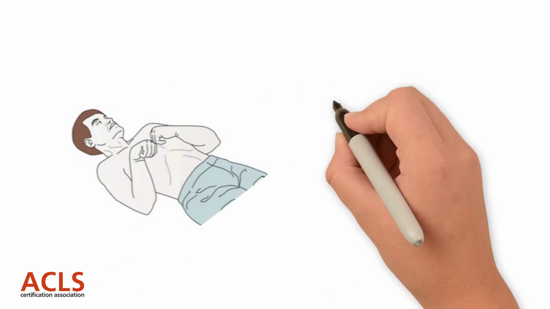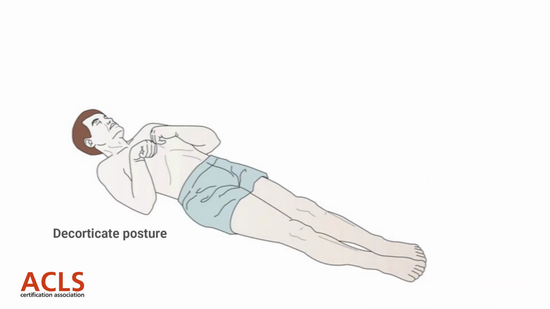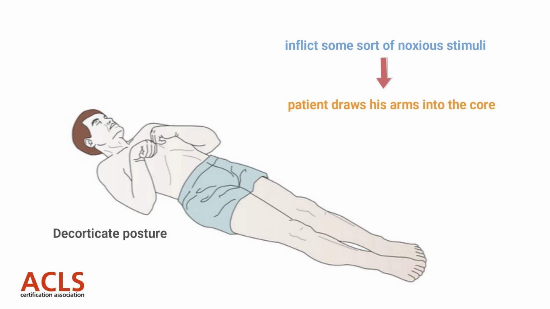Then next we get into our posturing. You're going to see two different types of posturing depending on your patient's neurostatus. The first level is called decorticate posturing. This is when you go in and inflict some sort of noxious stimuli, most often pain, and they draw their arms into the core, or they flex their arms in. This is called decorticate posturing.